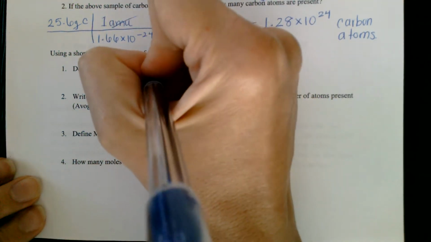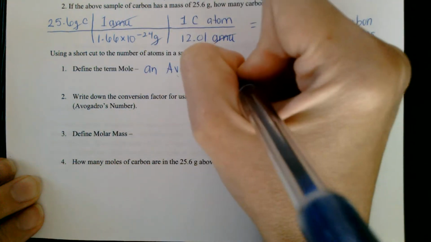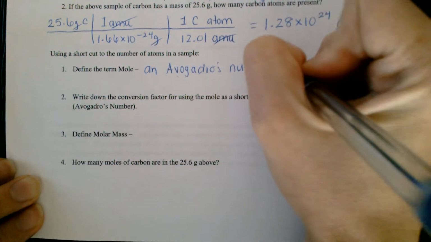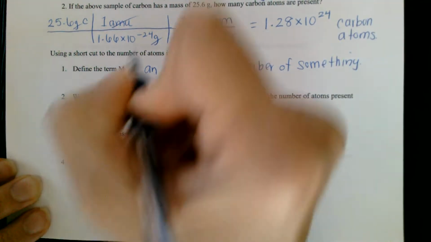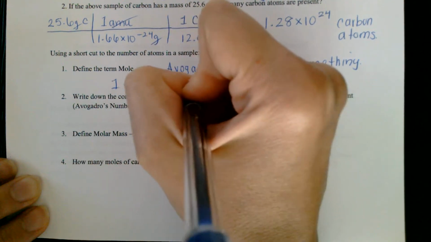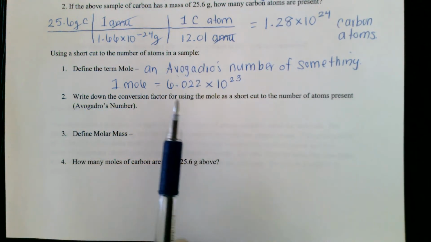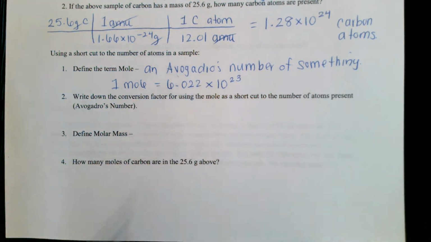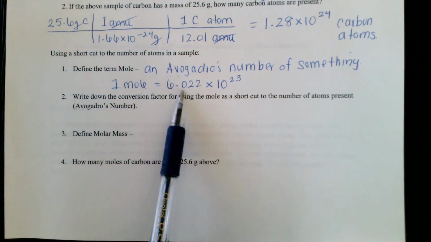So a mole is when we have an Avogadro number of something. So what a mole is, 1 mole equals 6.022 times 10 to the 23 of something. So 1 mole equals 6.022 times 10 to the 23 of something. So this seems like a sort of random number. This is called Avogadro's number, this one right here.